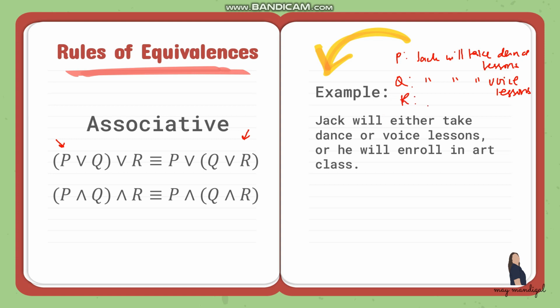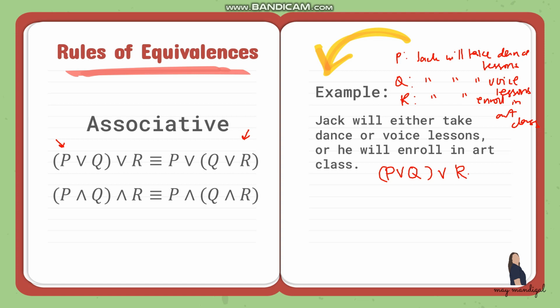And R here is Jack will enroll in art class. So if we write this into its propositional form, Jack will either take dance or voice lessons, or he will enroll in art class. So it's in the form of P or Q or R.